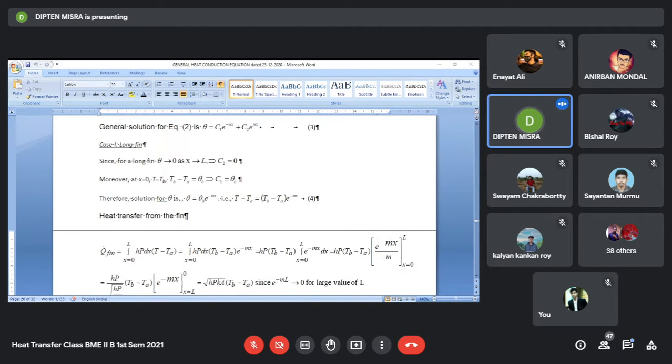I don't know how to plot this. The temperature will be something like this, to make an exponential graph.